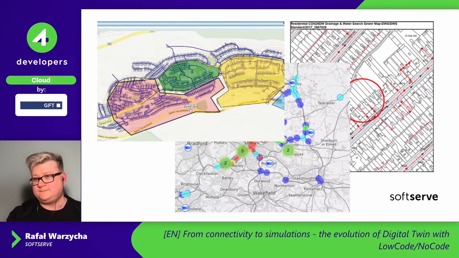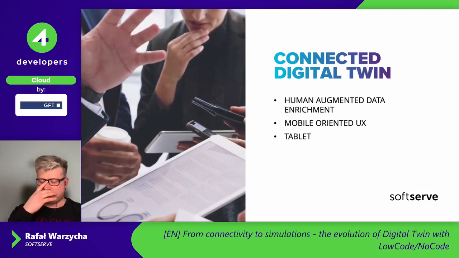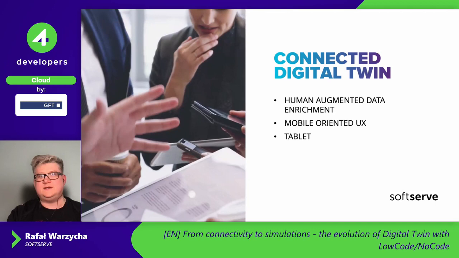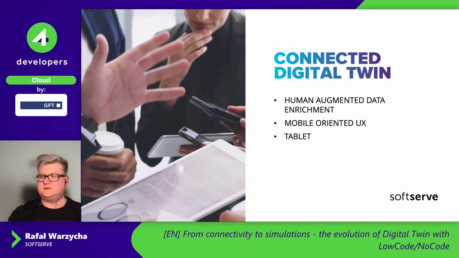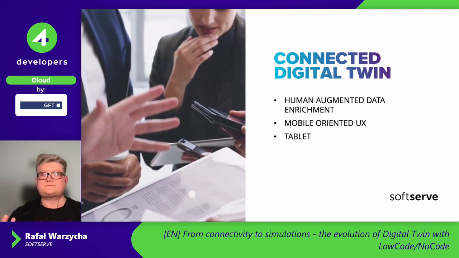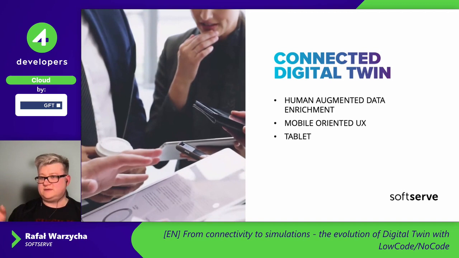And let me tell you another story about a connected digital twin. So this is the basic level connected digital twin. Actually, one of the pre-sales that I was doing before was about human augmented data enrichment. There was a factory floor and there were lots of machines in it. They have been failing on various occasions. This is how it rolls. This is how it happened on the production line. And there were no sensors, nor was there any data processing yet.